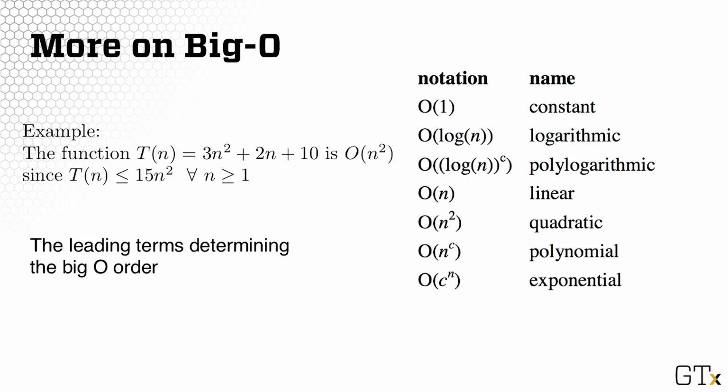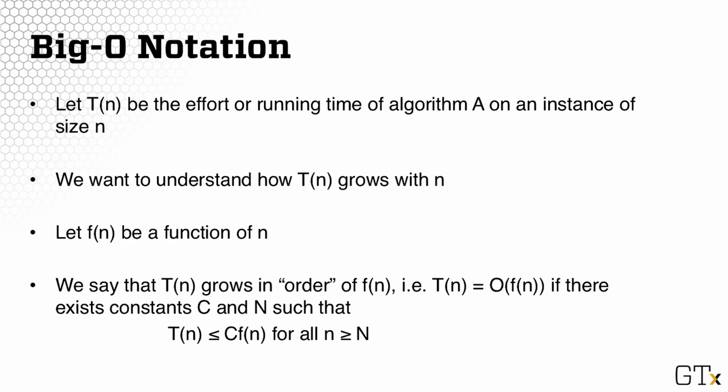One way to formally set the stage for measuring running time is to use the big O notation. Let me explain this real quickly. Let T(n) be the effort or running time of an algorithm on an instance of size n. We want to understand how T(n) grows with n. We don't want to know exactly how T(n) grows, but we talk about growth in orders of magnitude. That's where the big O notation comes in.